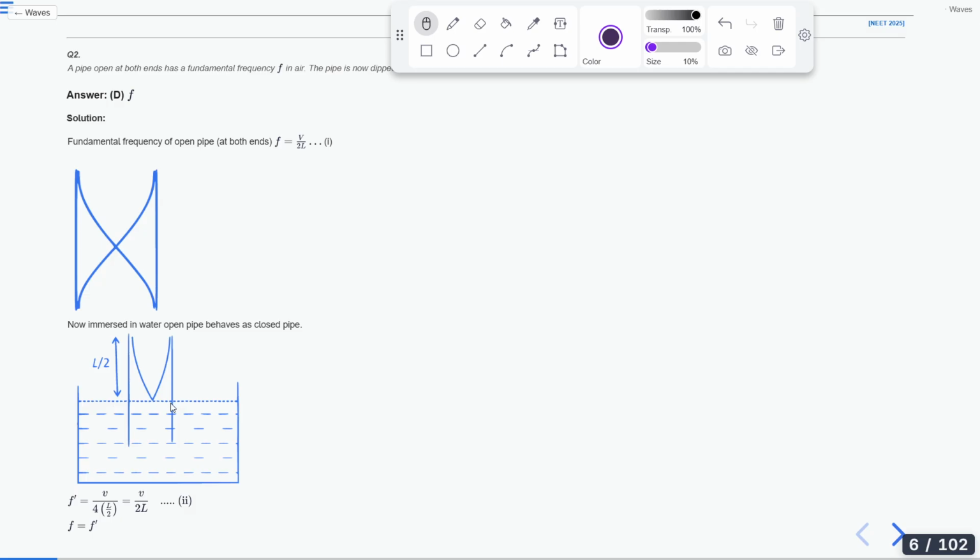as a boundary. So the fundamental frequency in the case of a closed pipe is V by 4L. Now L is L by 2, so it will become V by 2L, which is equal to the fundamental frequency of the open organ pipe. Is anyone having any doubt? You can ask immediately. Okay, no doubt. So let's move to the next question then.